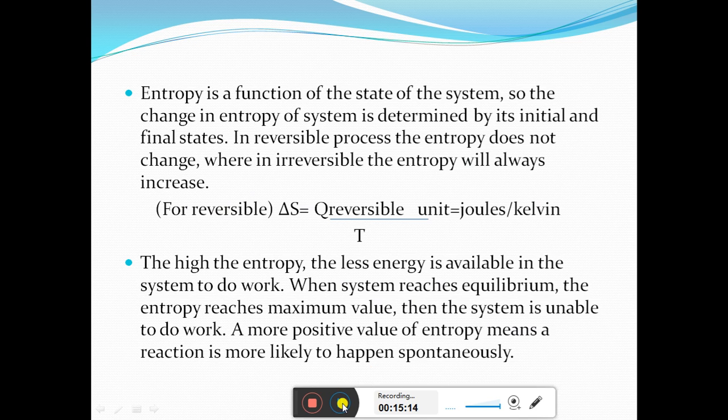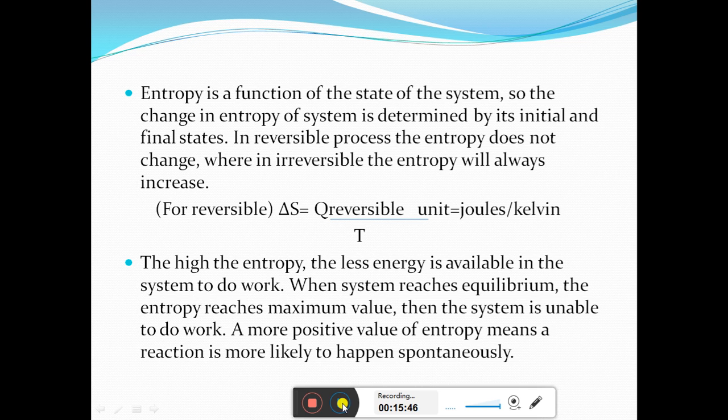Entropy is a function of the state of the system. So the change in entropy of a system is determined by its initial and final states. In a reversible process, the entropy does not change, whereas in an irreversible process, the entropy will always increase. For a reversible process, delta S is equal to Q reversible by T. The unit of the entropy is joules per Kelvin.